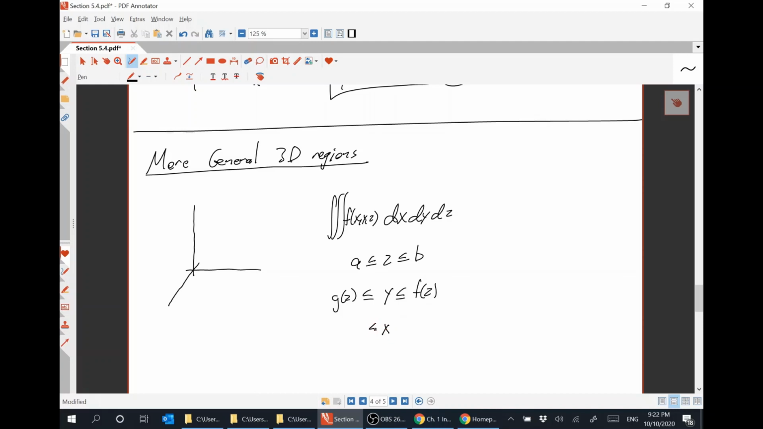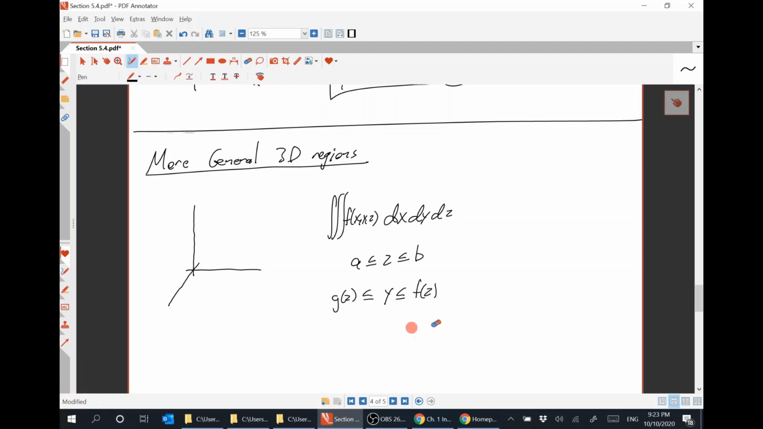And then the x needs to be bounded by constants, but now the constants are in terms of y and z. So this would be p of yz less than or equal to q of yz. Right? So you integrate with respect to x, which is bounded by functions in terms of variables y and z. Y is bounded by functions of z, and z is bounded by constants. So that's how you would apply a more general type of region to this iterated integral.